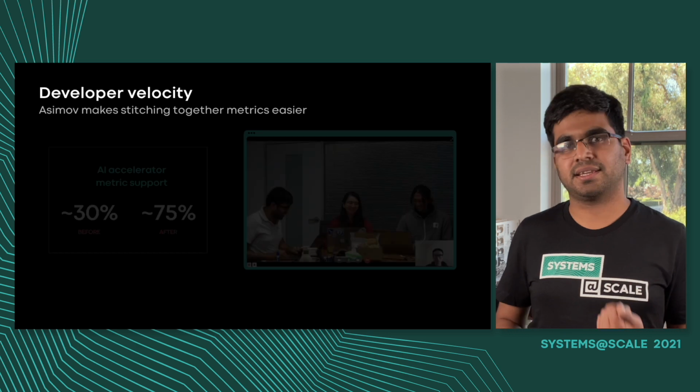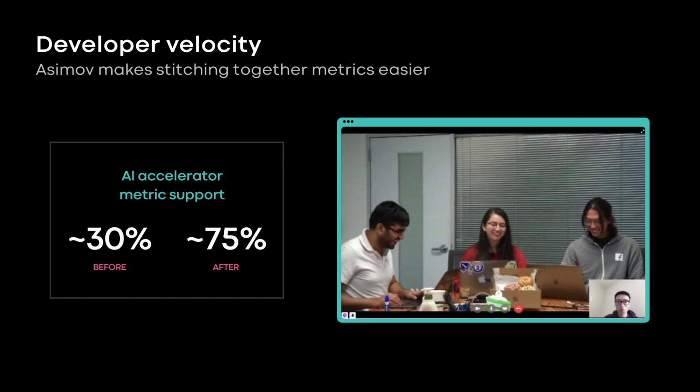Another way that Asimov has come out to be useful is onboarding new accelerators. This is a picture of a hackathon we had in January 2020. We sat down for about a week, and we initially had just 30% support for metrics for a new accelerator. By the end of the week, we could get to 75%, which is really good enough. And that's a really quick speed of development, I would say. Also a quick note that this is in January, so just before the pandemic.